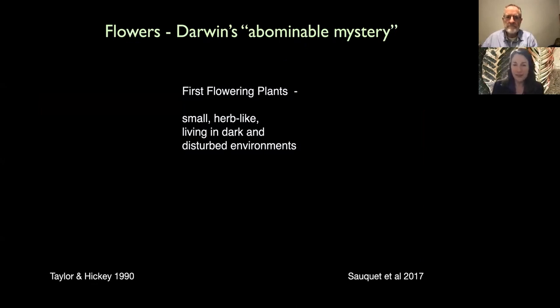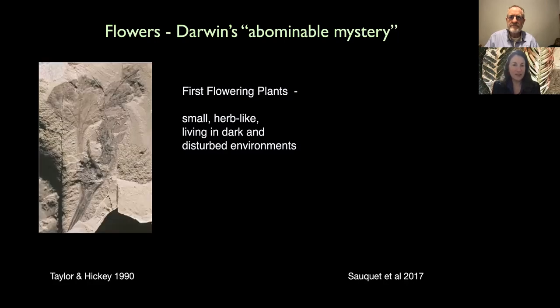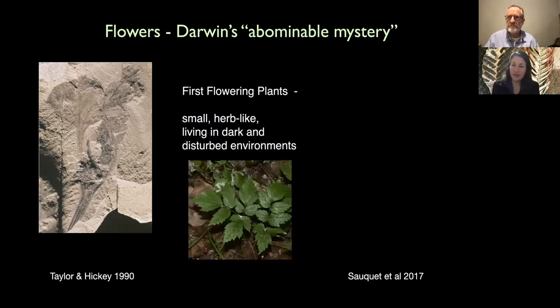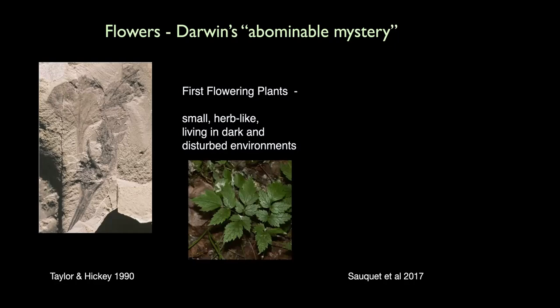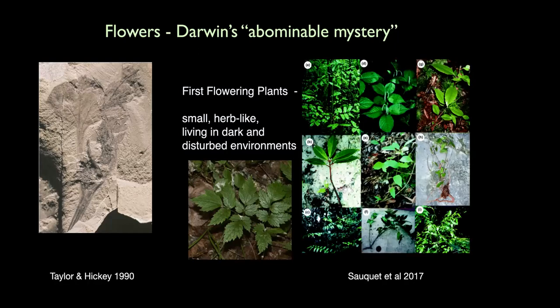And the first earliest flowering plants have been found, or most commonly accepted and definitive of the flowering plants, is this oldest flower from Gippsland here in Victoria, recognised within lake sediments. And they were very small and herb-like. And since then, there's been a lot of studies done to show that they were actually living in quite dark and disturbed environments. And that makes sense as well for where they're growing within the Rift Valley in Southeast Australia.